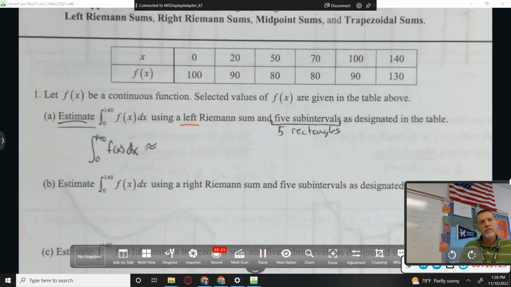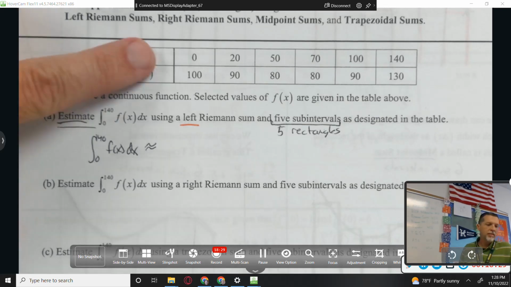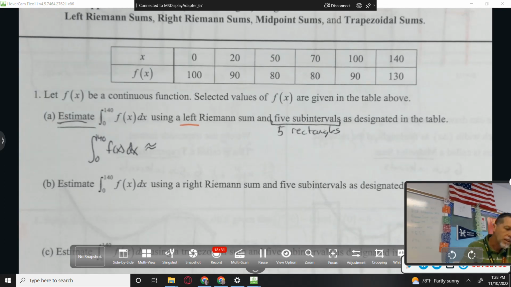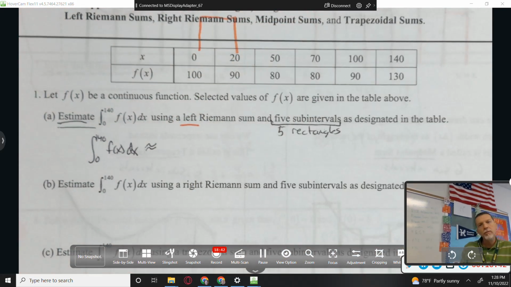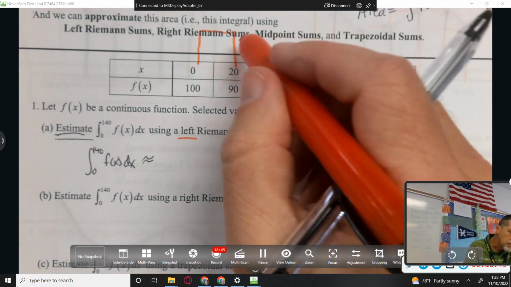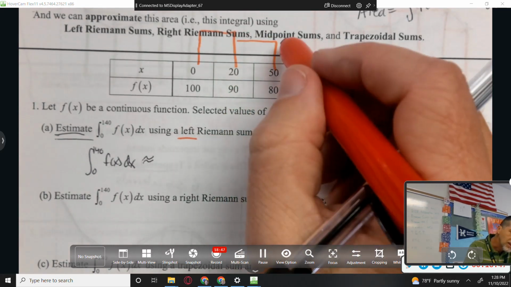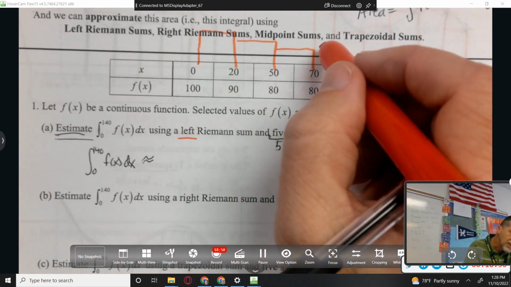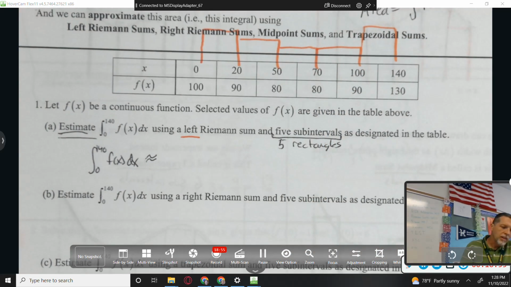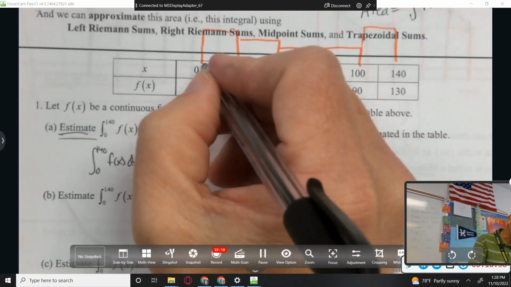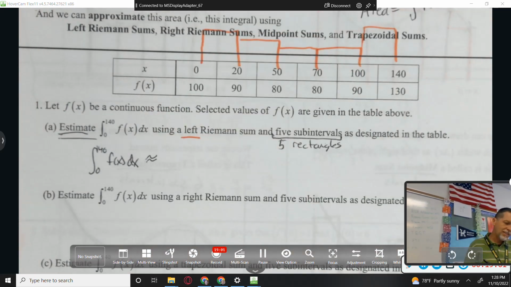approximately equals, because I'm not going to add up the infinite rectangles. That would be tricky to do. Plus, I don't even have all the information to do that. But I can add up 5 rectangles. So let's see, one rectangle would go from 0 to 20. One would go from 20 to 50. One would go from 50 to 70, 70 to 100, and then 100 to 140. So let's add up each of those rectangles, but I need to use the left-hand heights.